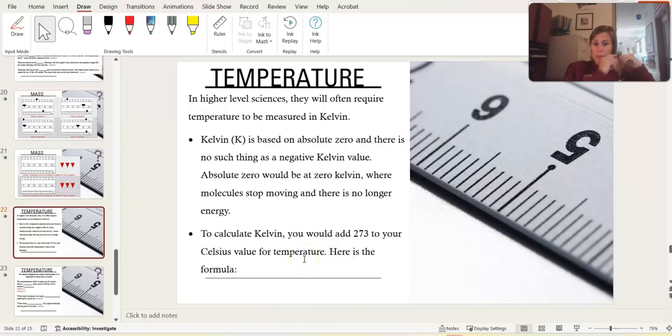So it's theoretical, and we'll never see a negative Kelvin value. Where molecules stop moving, there's no longer energy. To calculate Kelvin, you would add 273 to degrees Celsius. So 0 degrees Celsius is equal to 273 kelvins. Again, not a degree there. If we have kelvins, we would subtract 273 to get degrees Celsius.